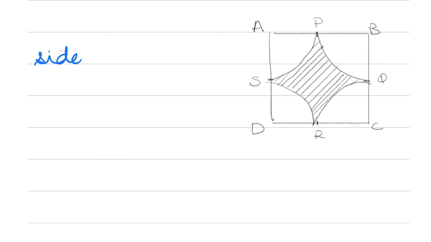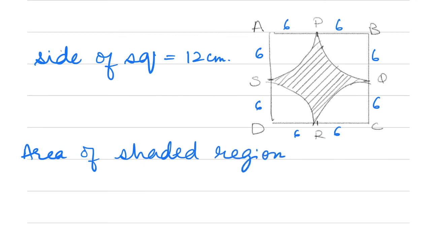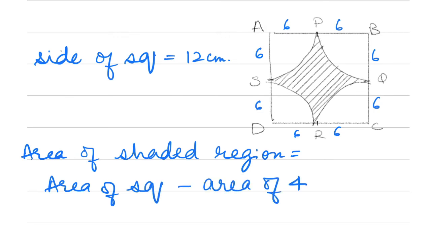The side of square is given as 12 cm. So this is 6, 6, 6, 6, 6, 6. So A, B, C, D are the centers of the arcs. So area of shaded region will be equal to area of square minus area of 4 quadrants. But this is a square, so all these angles are 90 degrees. So we know all these are quadrants.